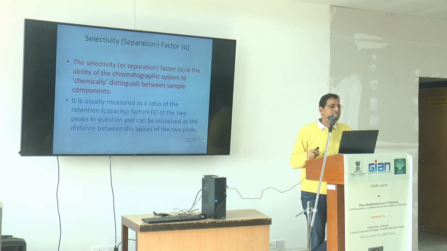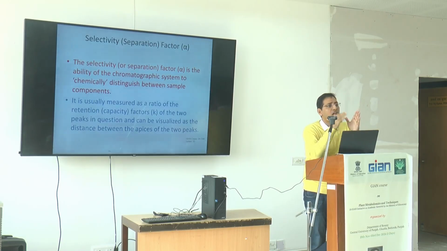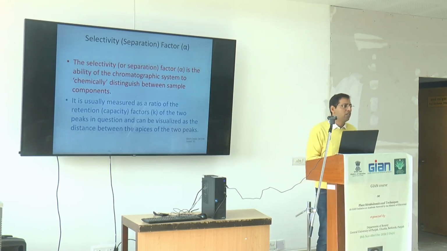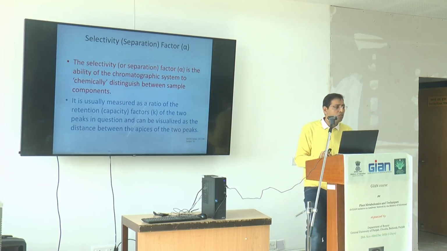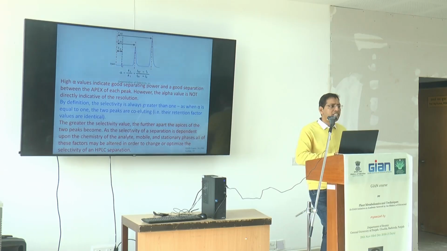The second point that comes up is alpha, the separation factor. This separation factor is the ability of the chromatography system to chemically distinguish different sample analytes. Separation selectivity means it selects one compound from another compound. So you get one peak due to one component only, not due to two different components. This is usually measured as the ratio of the retention factors of the two peaks in question and can be visualized as the distance between the apexes of the peaks. Here you can see the picture of this chromatogram. Chromatogram means whenever you are getting the running peaks, they form a chromatogram.